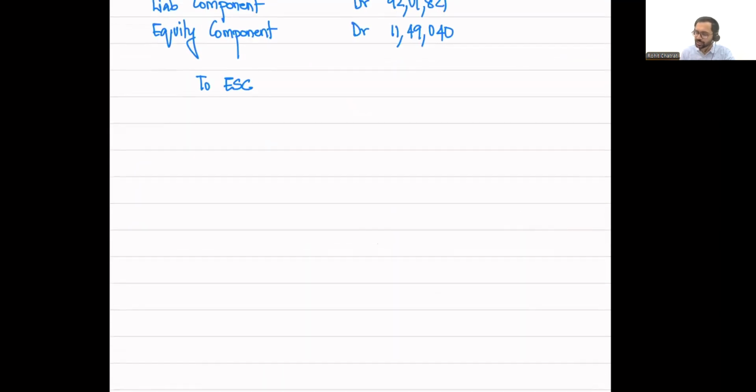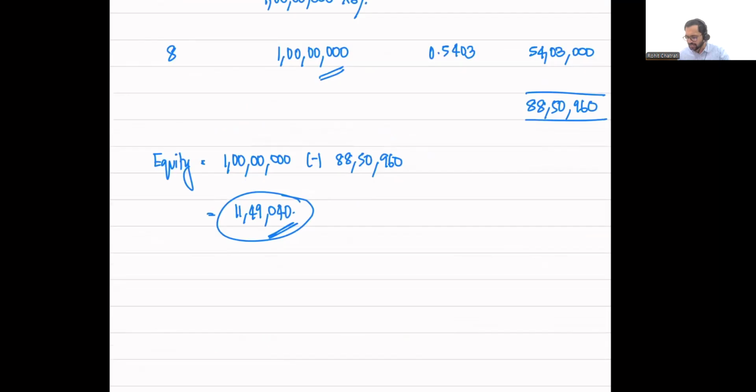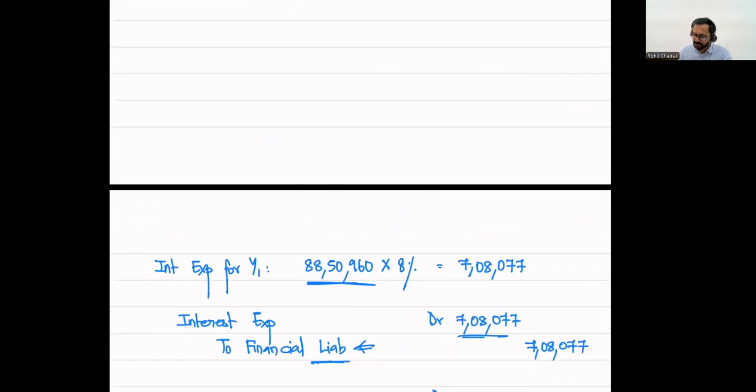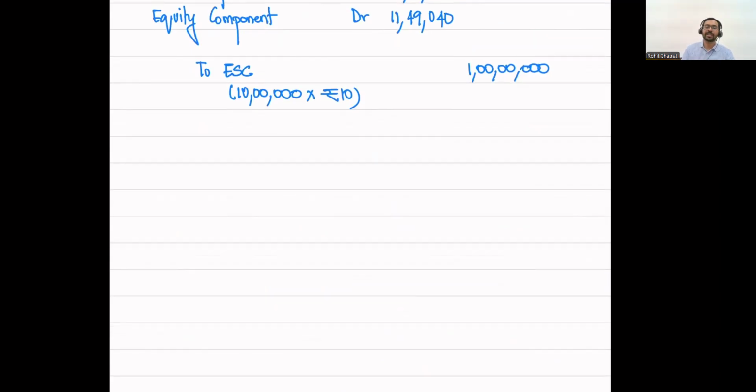So we credit equity share capital with 10 lakh equity shares multiplied by the equity face value of rupees 10, and therefore I credit equity share capital by 1 crore rupees. Was the face value actually given in the question? I'm quickly checking. The face value of equity shares is not given. I'm assuming that the face value of equity shares is also rupees 10. So I'm crediting equity share capital by the number of shares multiplied by face value, which is equal to 1 crore.